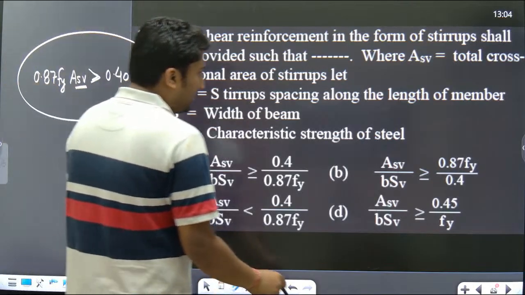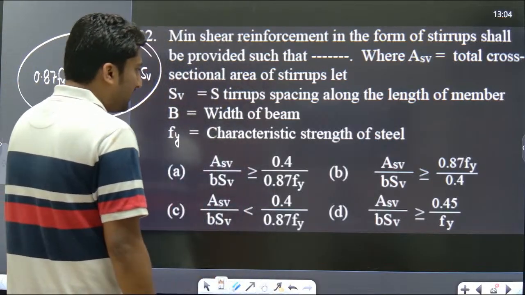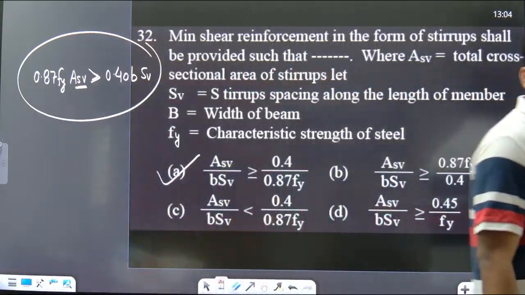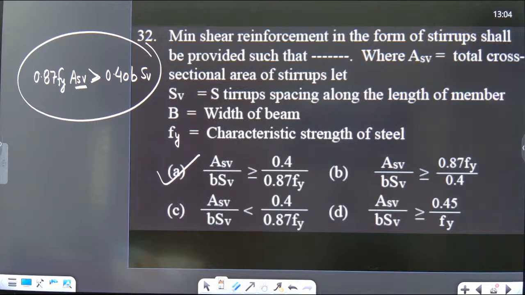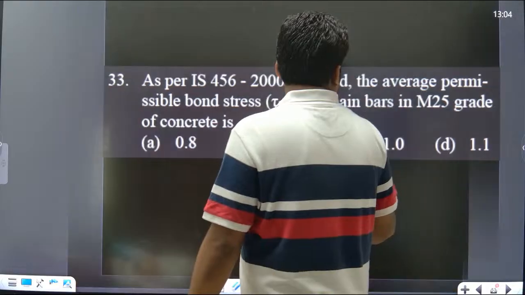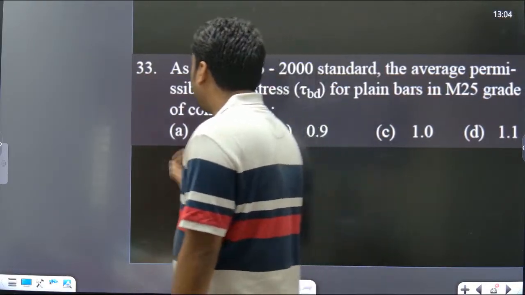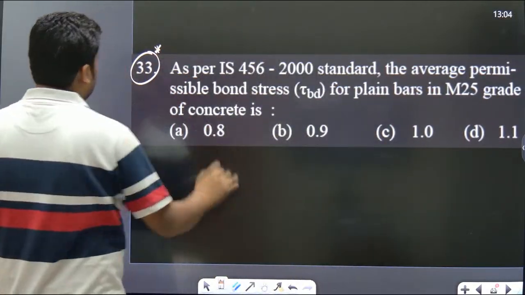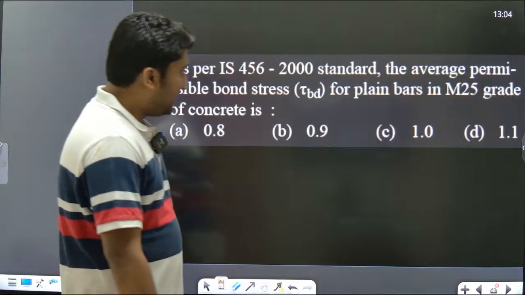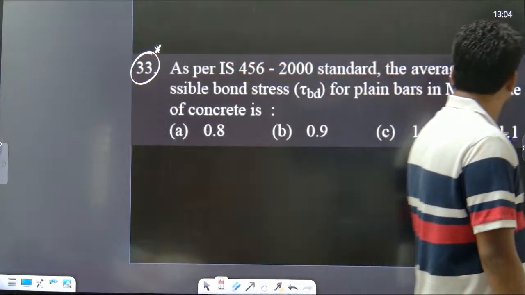So lesser equal to, so the correct answer is option A. Moving ahead with the next question. Again a good question. Please answer it very carefully. As per IS 456-2000 standard, the average permissible bond stress for plain bars in M25 grade of concrete is?